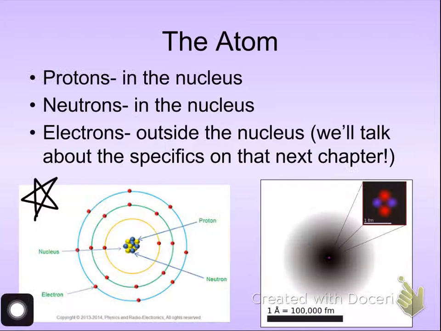Okay, the atom, we're talking about it, you know about it, this is what you know. Protons, neutrons, nucleus, electrons outside. Two models represented here. This first model, which model of the atom does that represent? Bohr's. So that's the old Bohr model. That's the one that you got familiar with in physical science.